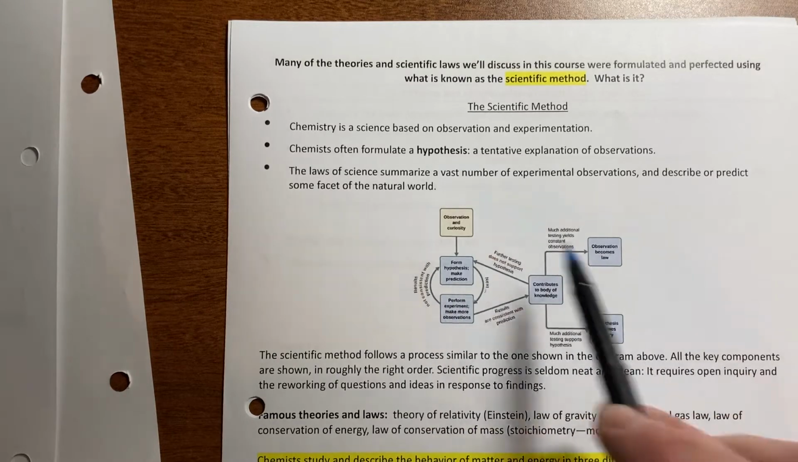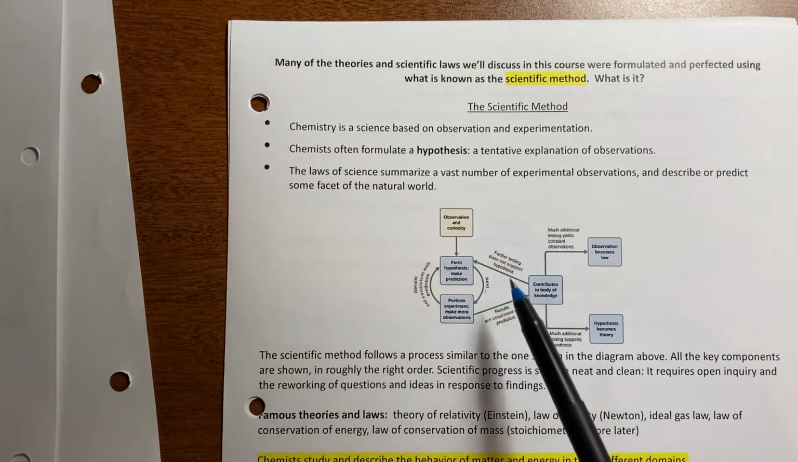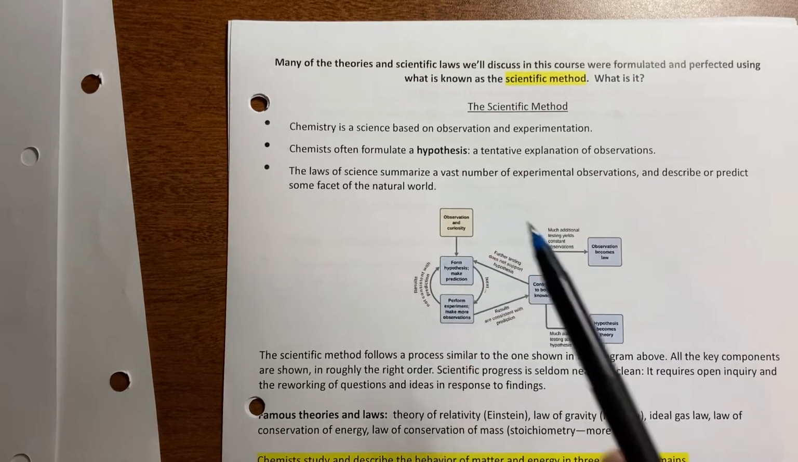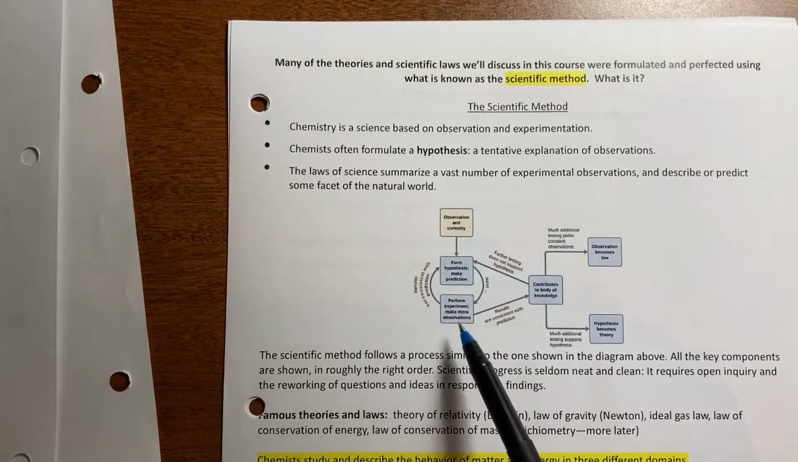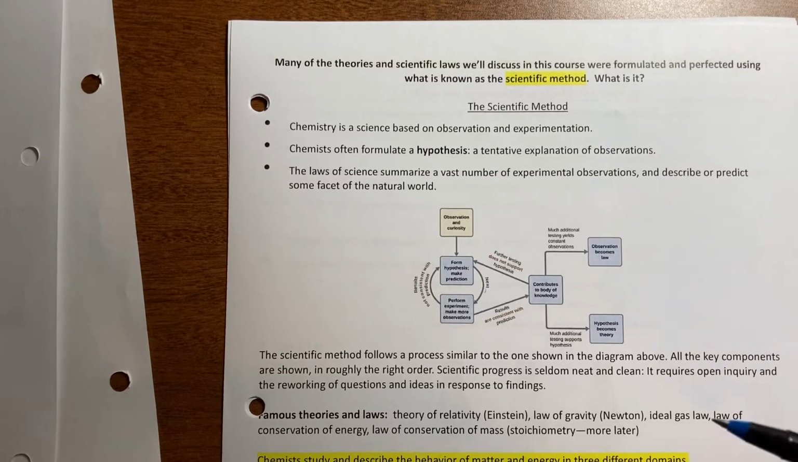So there's this diagram in your book. It might be hard to read from this camera shot, but you make observations, you form a hypothesis, you perform experiments. It's kind of like a cycle. And if your observations agree with your hypothesis, then your hypothesis gets support scientifically, and it might become what's called a theory, or it might even become what's called a scientific law.